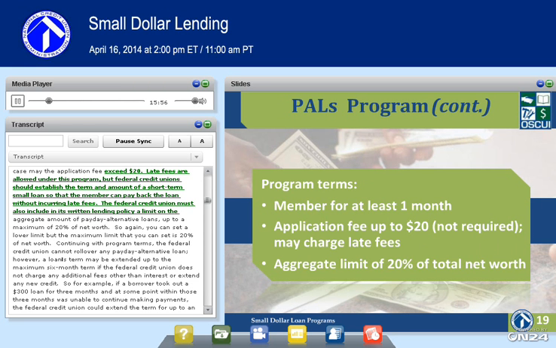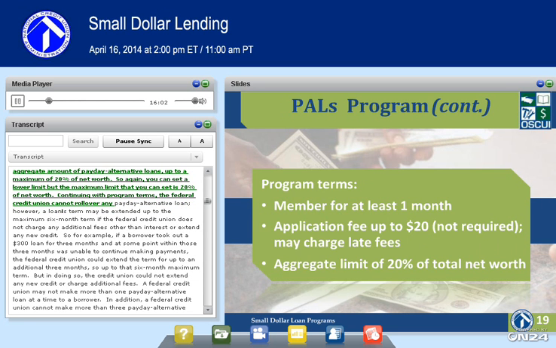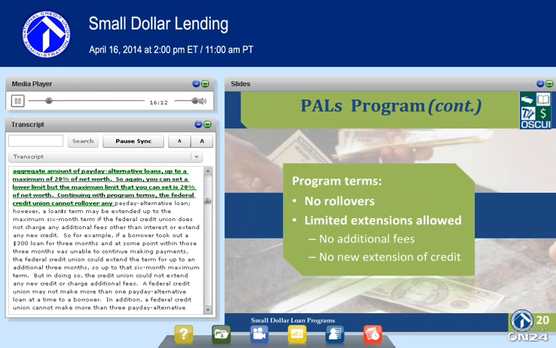The federal credit union must also include in its written lending policy a limit on the aggregate amount of payday alternative loans, up to a maximum of 20% of net worth. So again, you can set a lower limit, but the maximum limit that you can set is 20% of net worth.